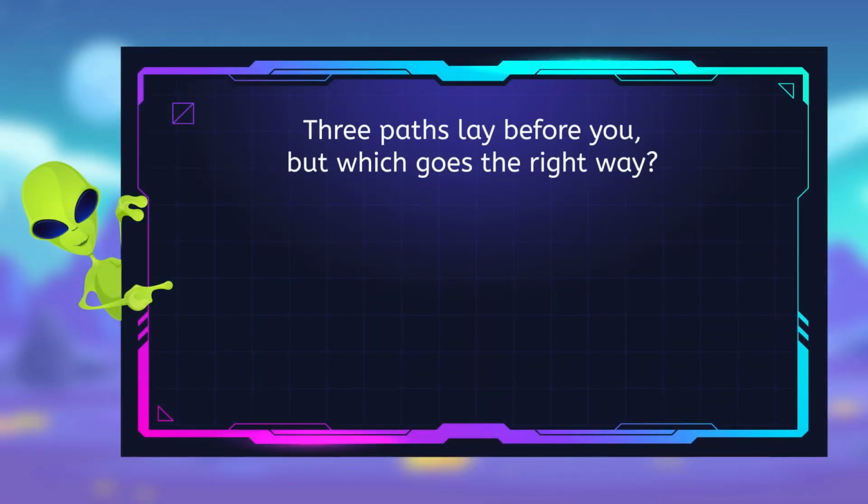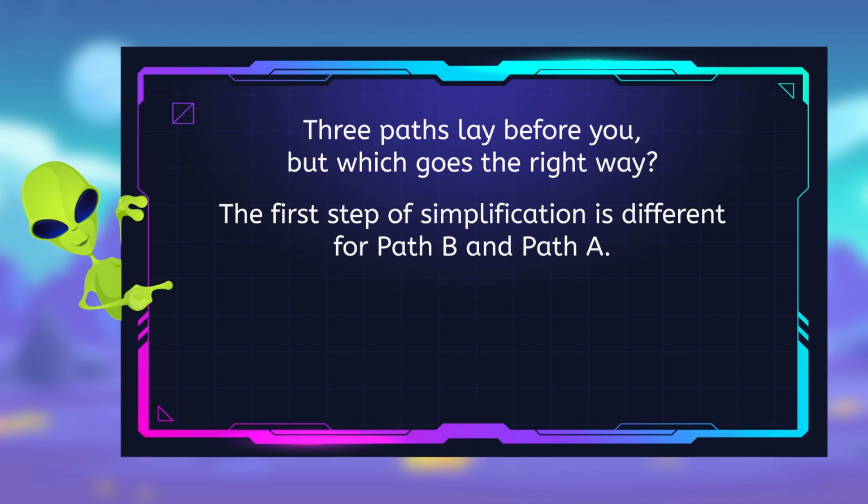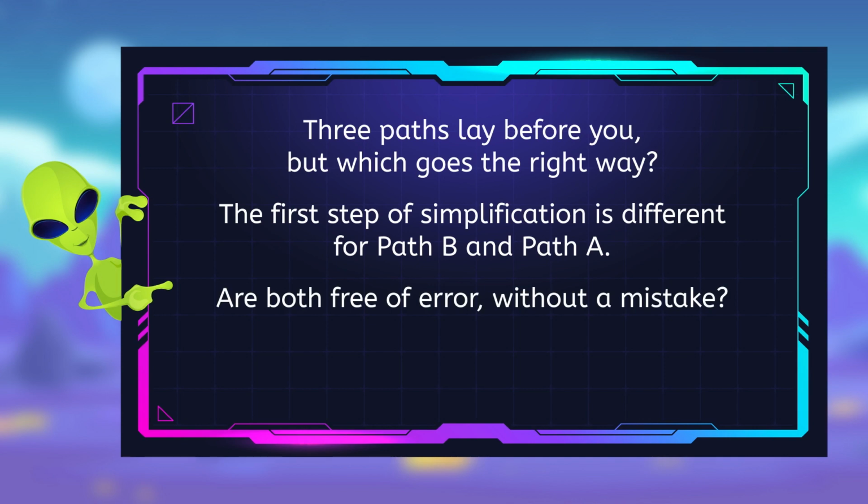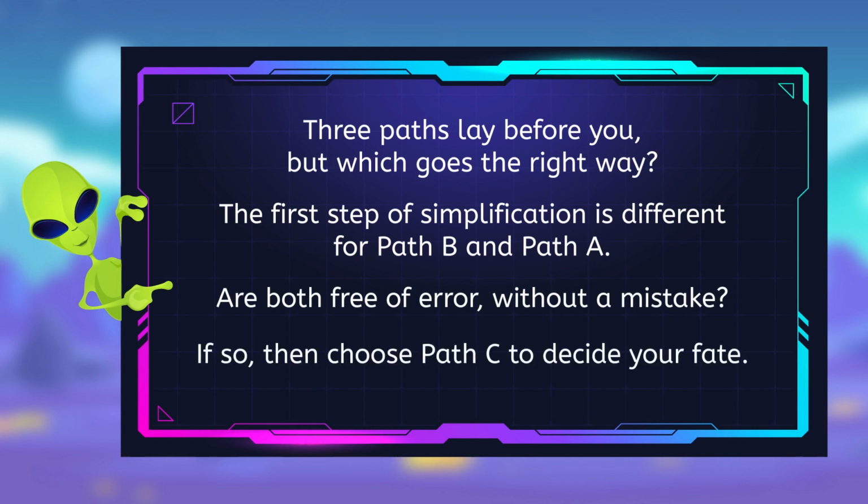Three paths lay before you, but which goes the right way? The first step of simplification is different for path B and path A. Are both free of error, without a mistake? If so, then choose path C to decide your fate.